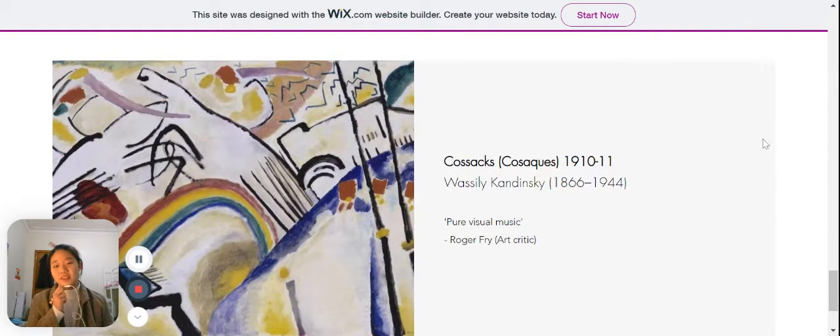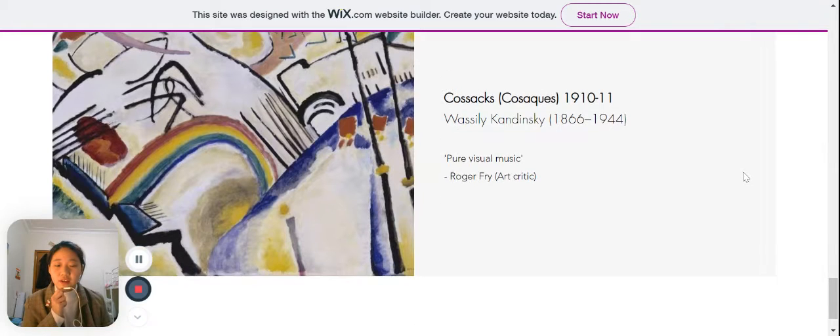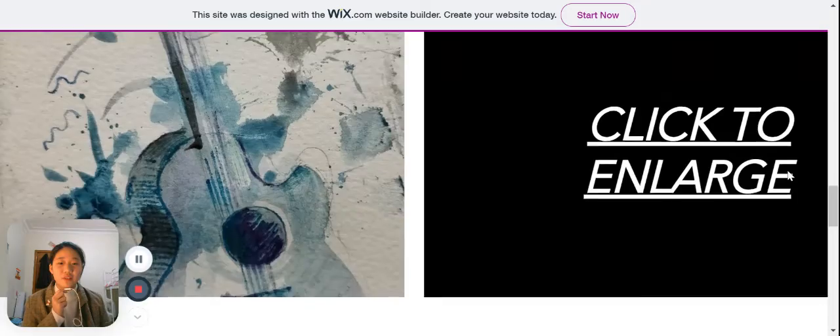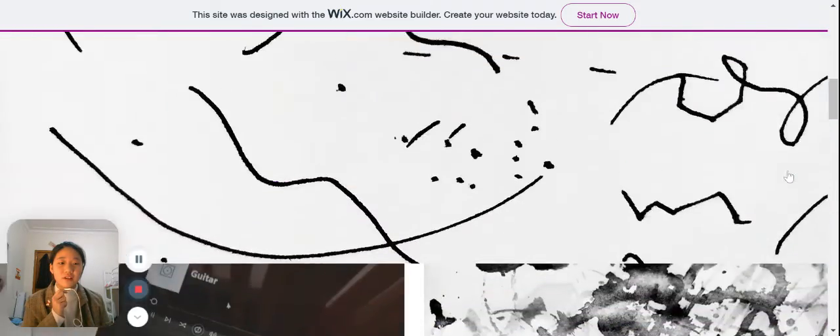A quote that I like quite a lot is by Roger Fry, an art critic who reviewed this work called Cossacks by Kandinsky, and he described it as pure visual music. It was such an inspiration to me. How do you represent music in terms of art? How do you represent something that you hear in terms of something that you can see, and how do these correlate and connect to each other, as they both play such a big part in my life, music and art. And I love to see how these two can go hand in hand with each other as well.